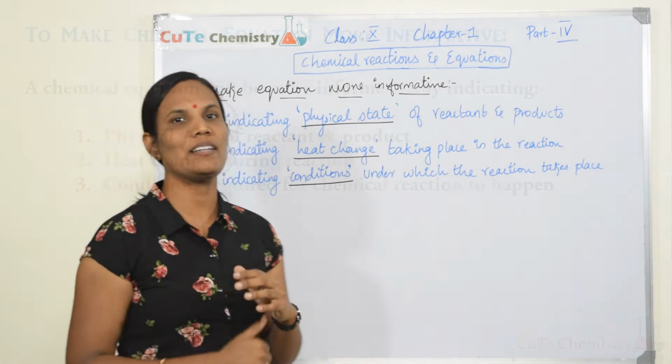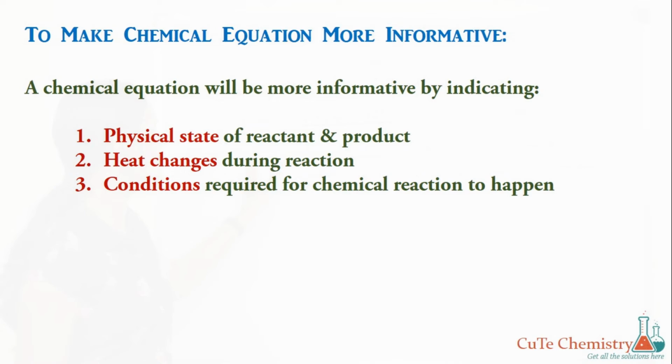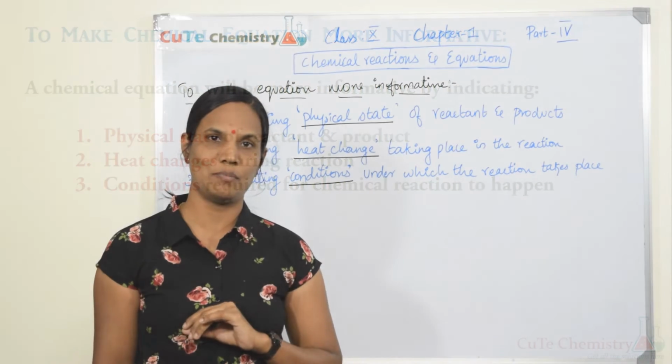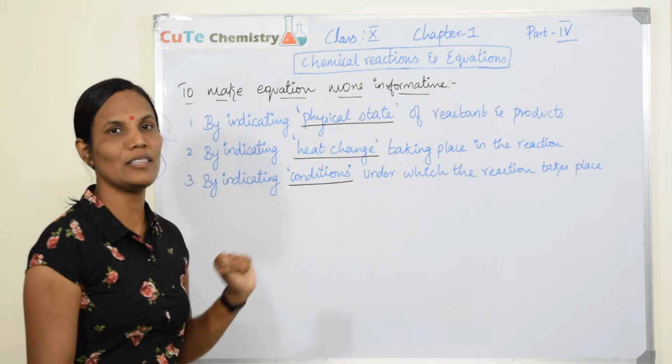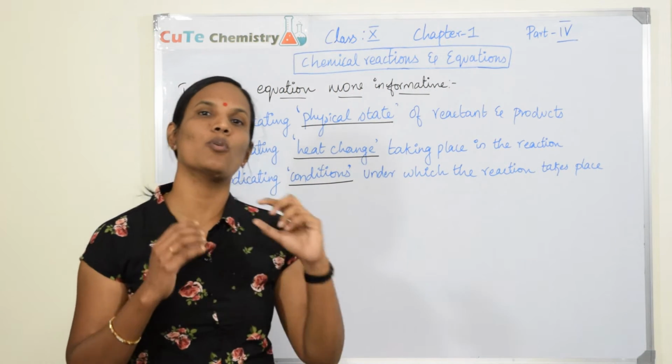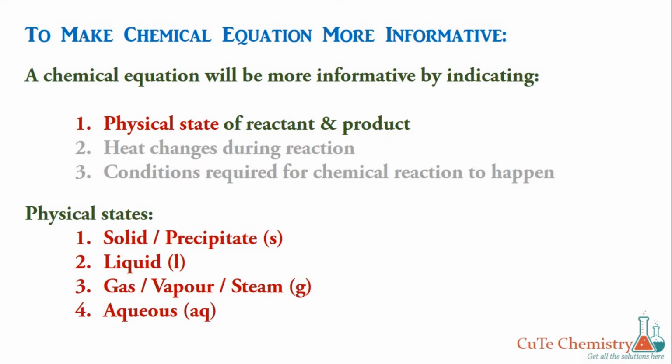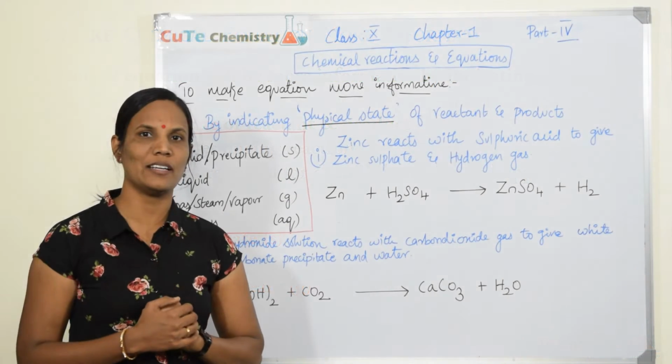This can be done in 3 steps. One is by indicating the physical state of reactant and product. The second one is by indicating the heat change that takes place in the chemical reaction. And the last one is by indicating the condition under which the reaction can take place. When you write all this, the equation will be more informative. Let us discuss the first step, that is, indicating the physical state of reactant and product.